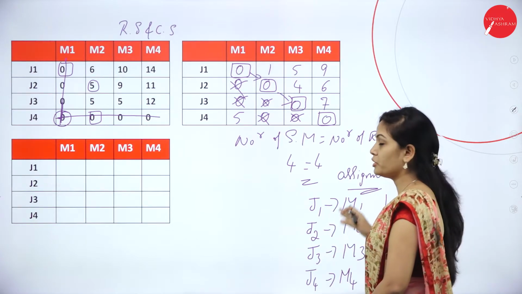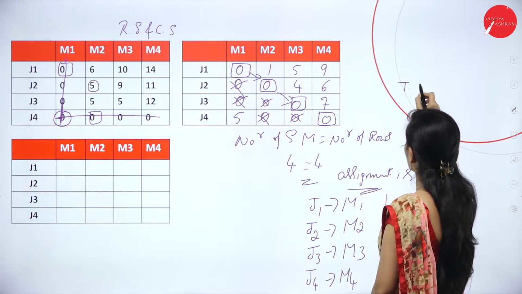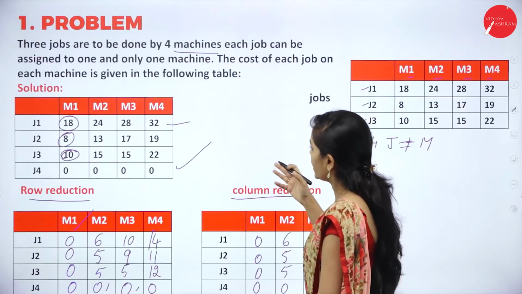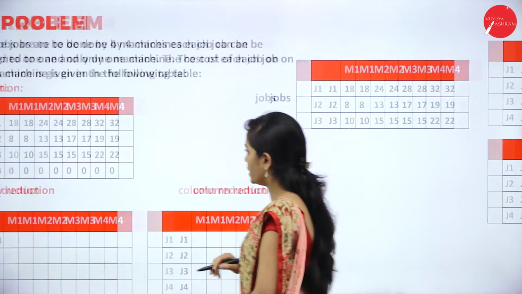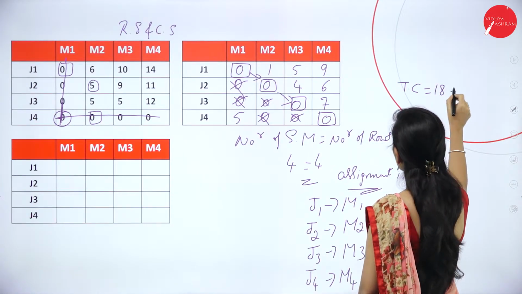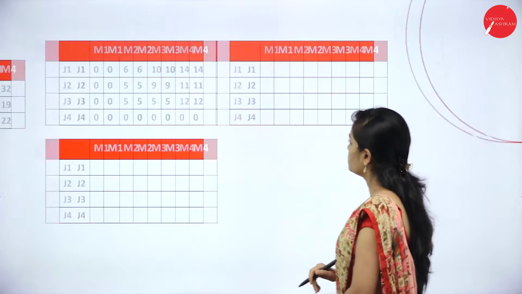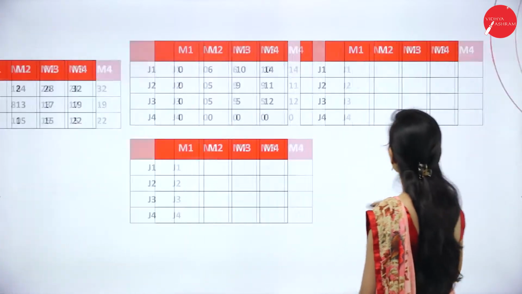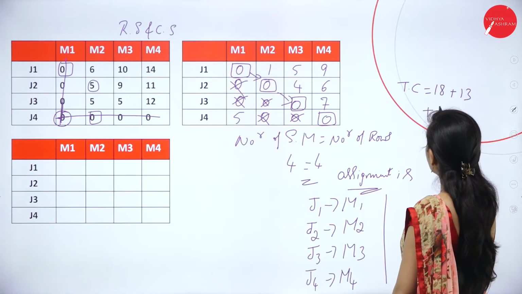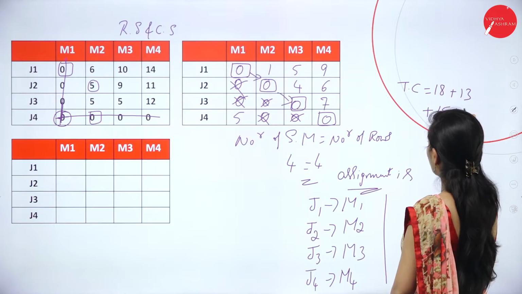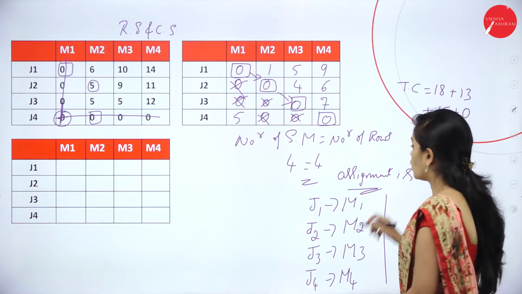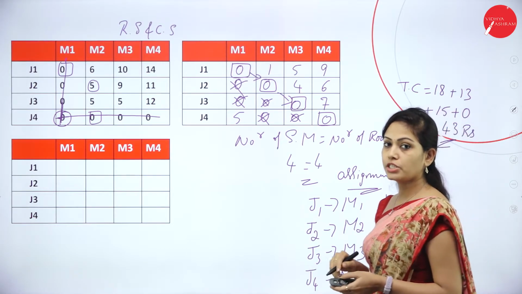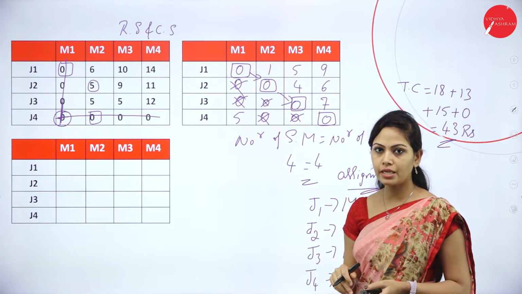So after this assignment, you can find the transportation cost, that is the total cost. So J1, M1. What is the value of J1 and M1? It is 18 plus, next value is J2, M2. J2, M2 is 13, plus J3, M3 is 15. J4, M4 is 0. So the total cost is 43 rupees. The total transportation cost for this problem is 43 rupees.